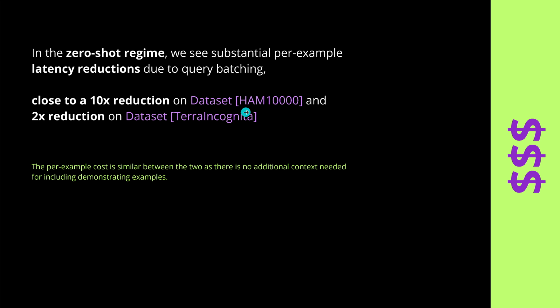Stanford said, first we look at the zero-shot regime. We see a substantial per-example latency reduction due to query batching. Of course, if the system works and we put more queries together, and they examined this in detail on two datasets. You see, for the first dataset they had a 10 times reduction in the latency, and for the second they had a 2 times reduction in the latency. And for the costs, they are similar because, of course.